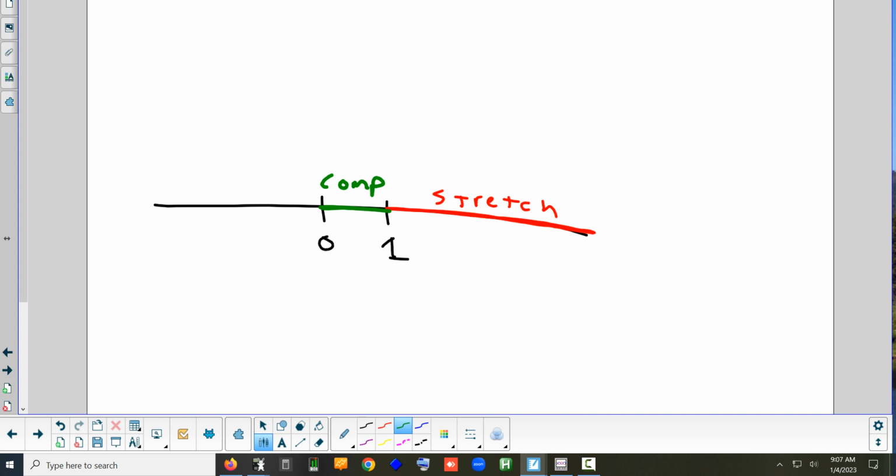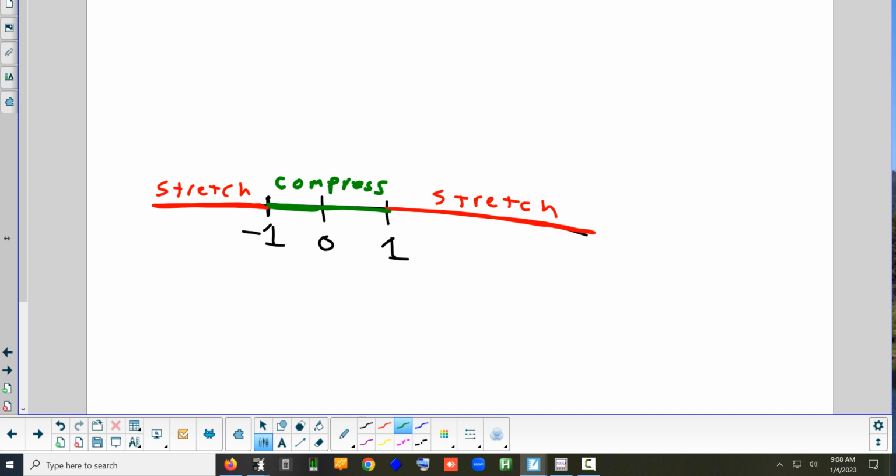If it's -1 or lower, then it'll flip it and also stretch. Yep, so that's going to cause a flip, but it's also going to cause a stretch. And what about between -1 and 0? Yep. It's also going to compress. So I can just label this whole thing compress.